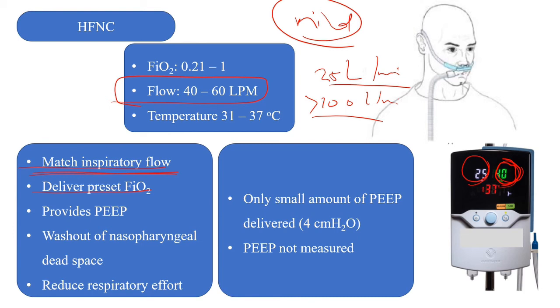By increasing the flow rate, it will provide some sort of PEEP, but this PEEP will not be more than 4 centimeters of water. Applying the high flow causes a washout at the proximal airway, decreasing the dead space, and it will reduce the respiratory efforts. But the drawbacks are that it only delivers a small amount of PEEP, and the PEEP here cannot be measured.